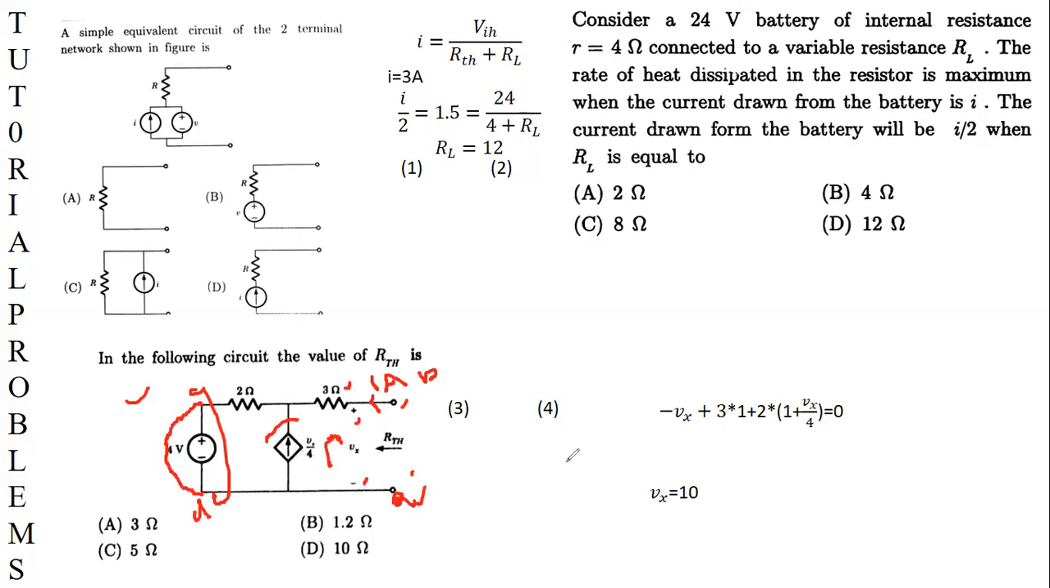Here we get the negative sign, so this is minus Vx, and the current in 3 ohm is 1 ampere, so this is plus 3 into 1, and the current in 2 ohm is Vx by 4 from here and 1 ampere from here. So the current in this resistance is 1 plus Vx by 4, multiplied with 2. The voltage source is short circuit, so no term, and this is equal to 0. When we solve this, the voltage Vx becomes 10 volt, and this is equal to the resistance of the circuit. So our answer D is the correct option.